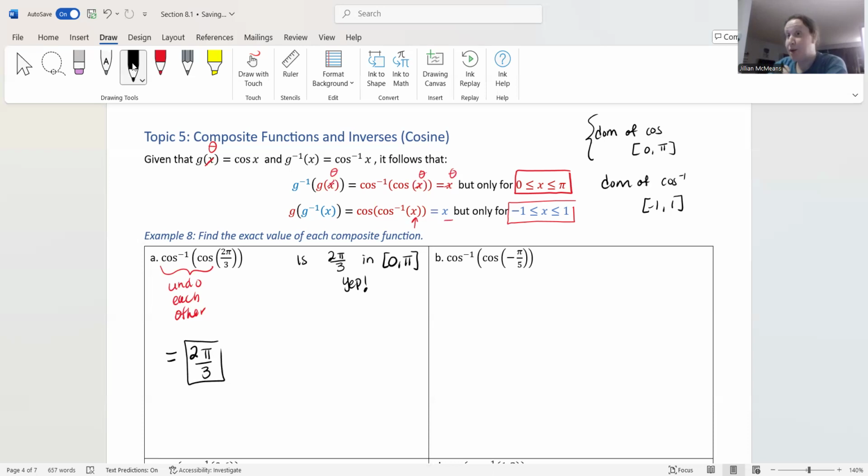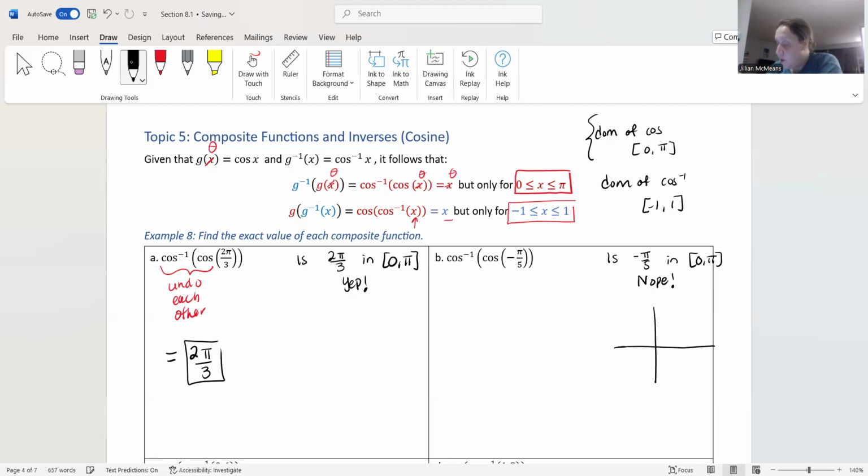Whatever angle I'm choosing must be in the restricted domain that we set for cosine. So the question here is, is -pi over 5 in 0 to pi? And the answer is nope, sure isn't. So we kind of have a problem. Let's think about this. It always helps to draw a picture.